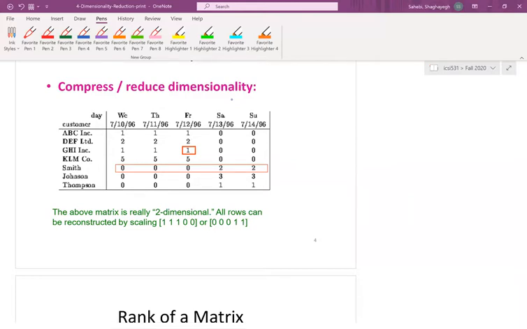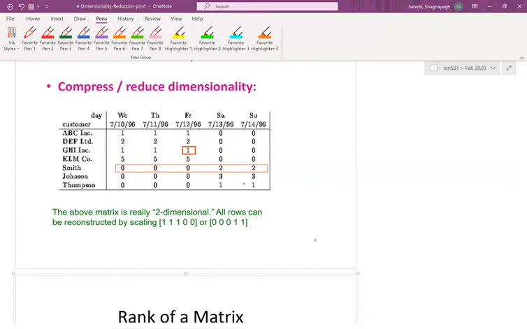So for example, here we can see that ABC Inc., we sold one item on Wednesday, one on Thursday, one on Friday, and on Saturday, Sunday, we didn't sell anything. So for another company, we sold two items on Wednesday, Thursday, and Friday, and Saturday and Sunday we didn't sell anything. Now, if we look at the last row, Thompson, we can see that on Wednesday, Thursday, Friday, we didn't sell anything to that customer, but on Saturday, Sunday, we sold one item each.